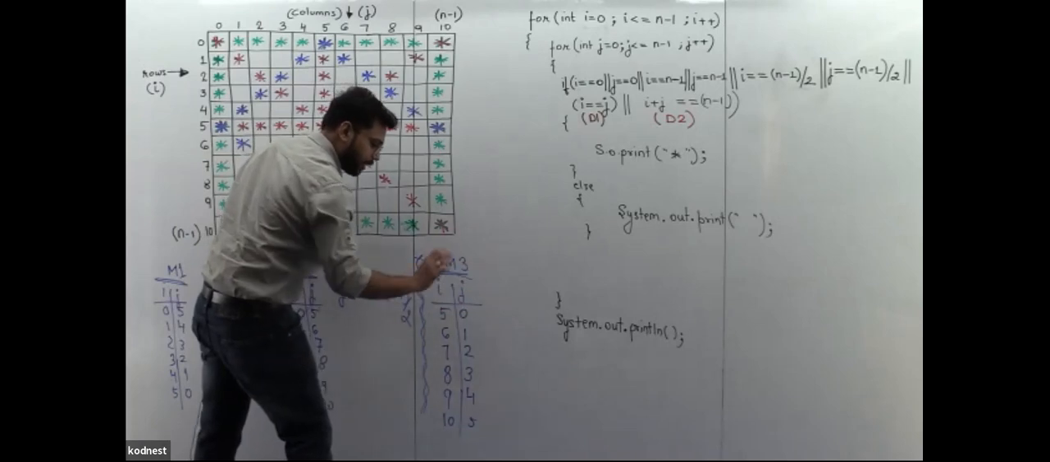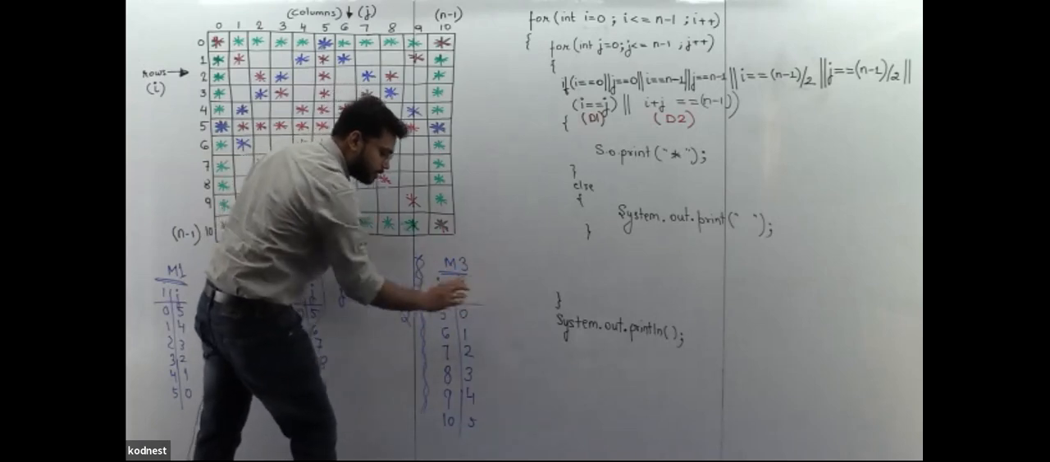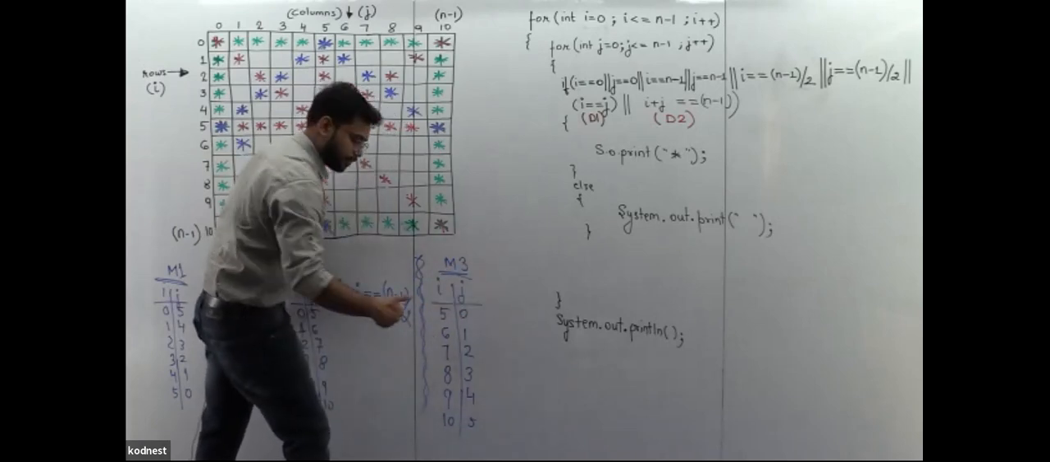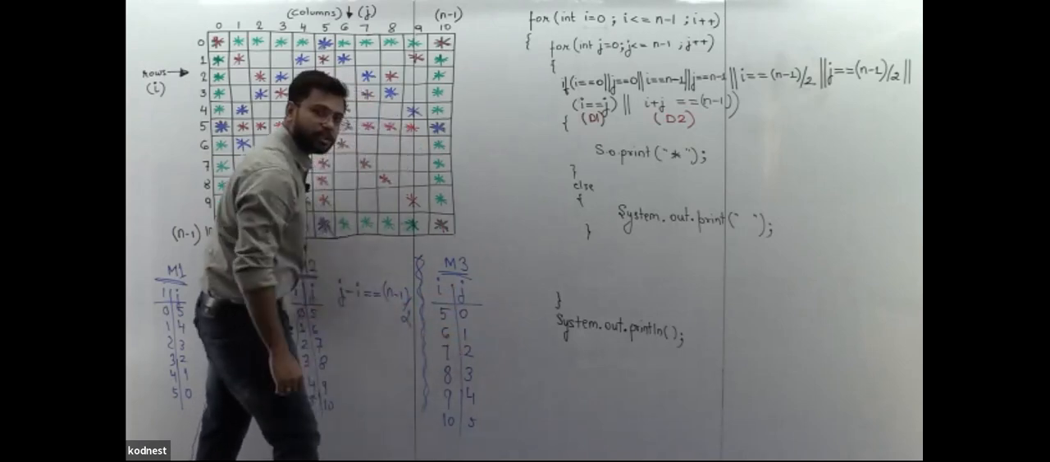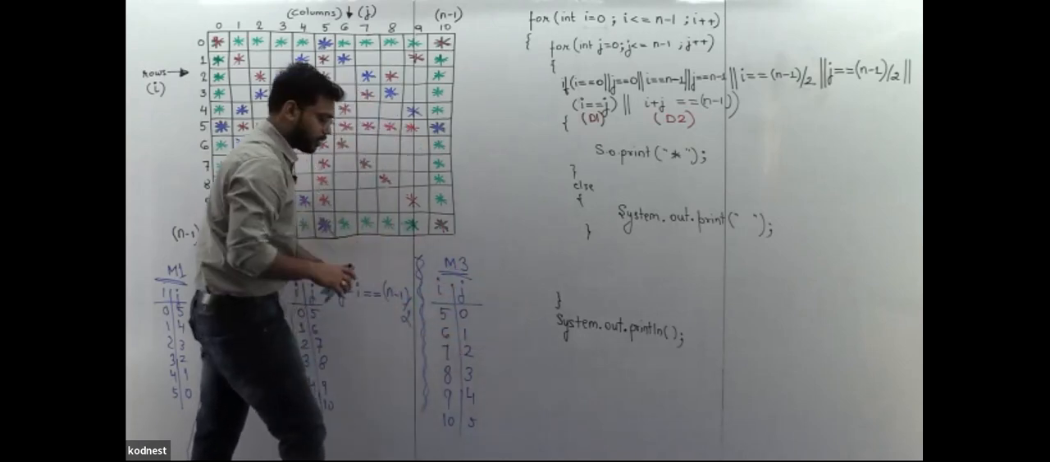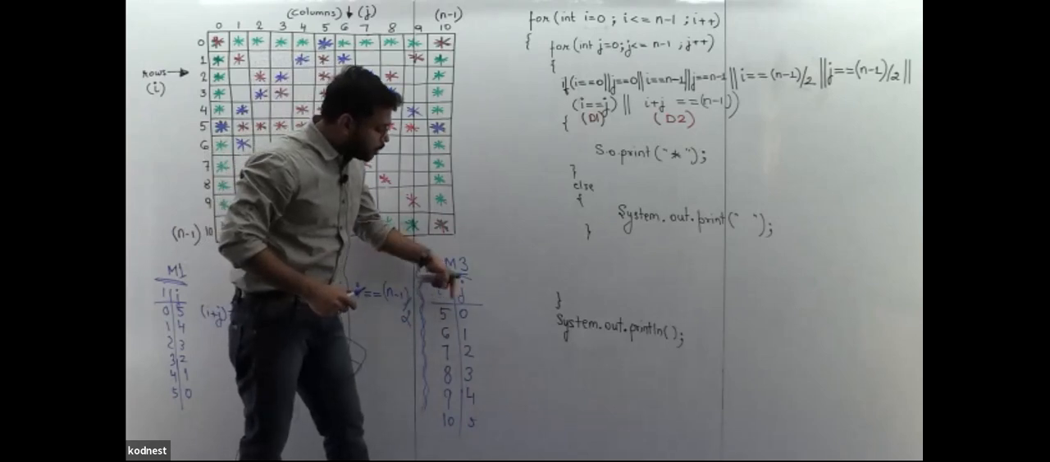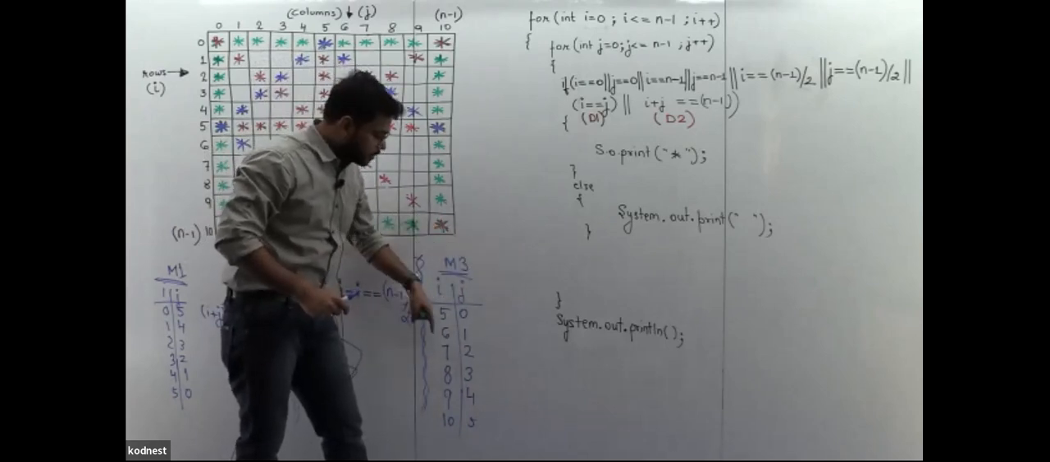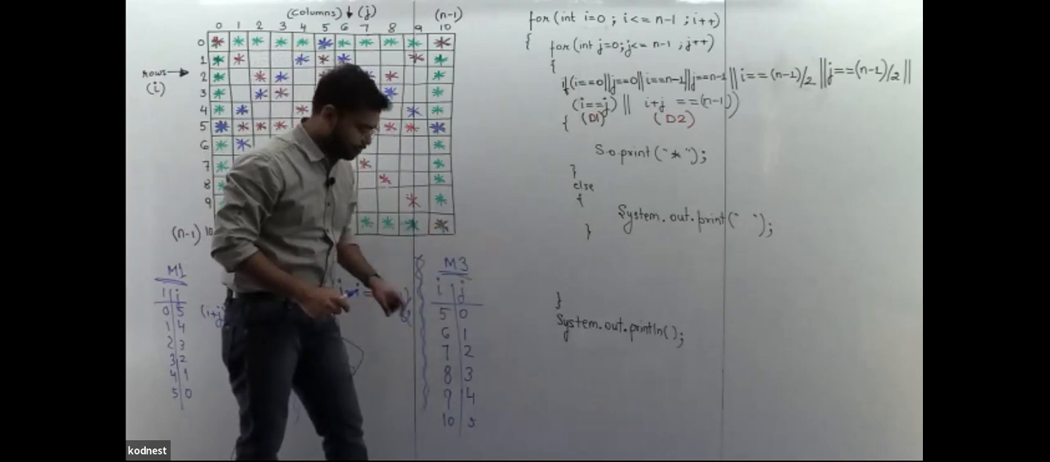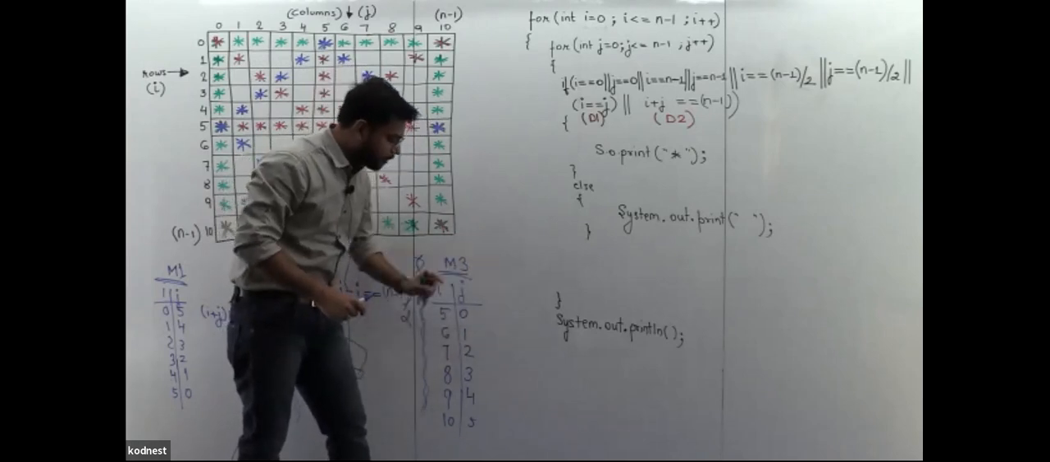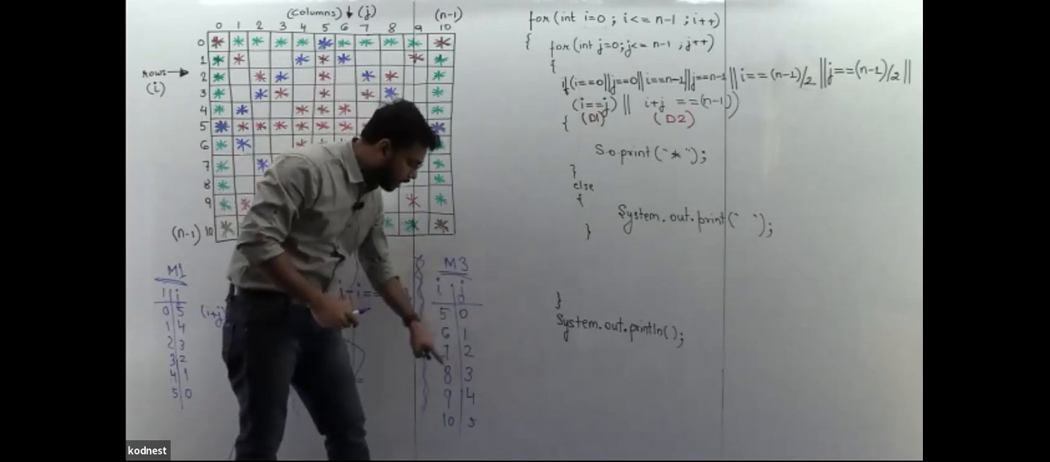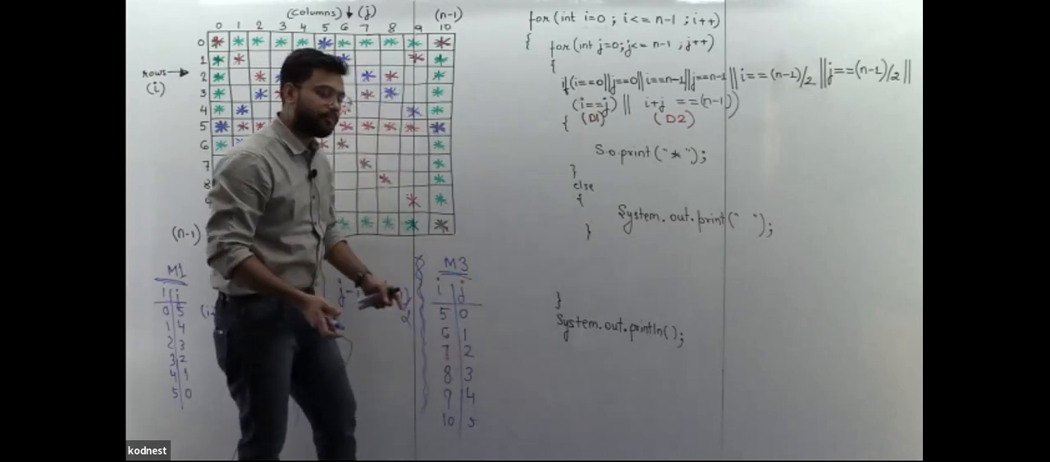5 plus 0, 5. 6 plus 1, 7. Oh, it is changing. Leave it. If we add, the numbers will change. Let us try with the subtraction. 5 minus 0, 5. 6 minus 1, 5. 7 minus 2, 5. 8 minus 3, 5. 9 minus 4, 5. 10 minus 5, 5.